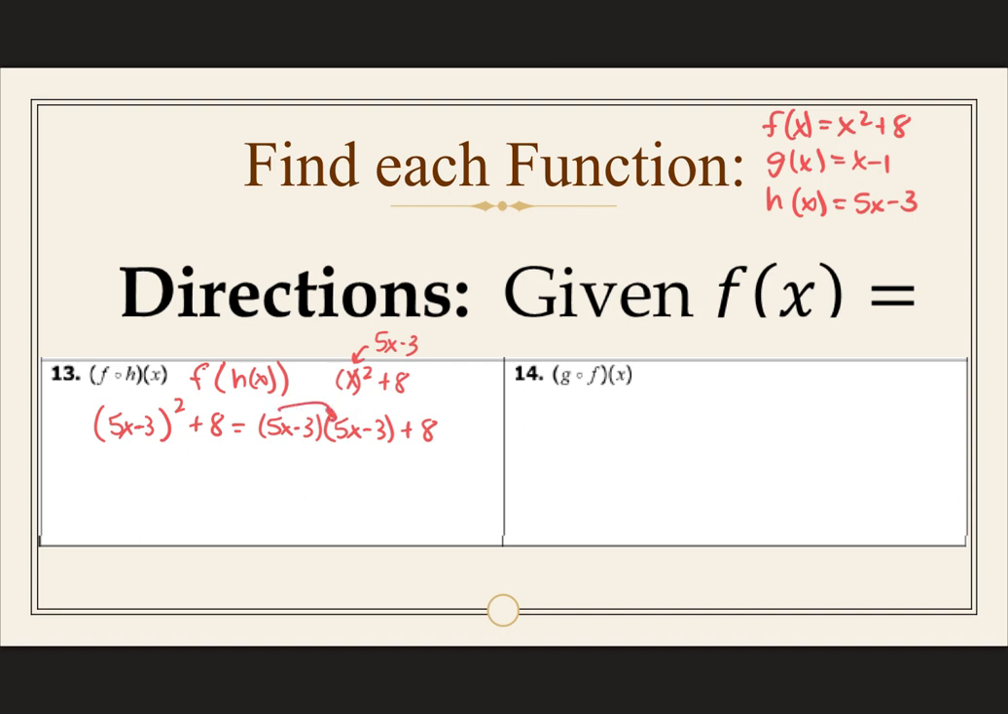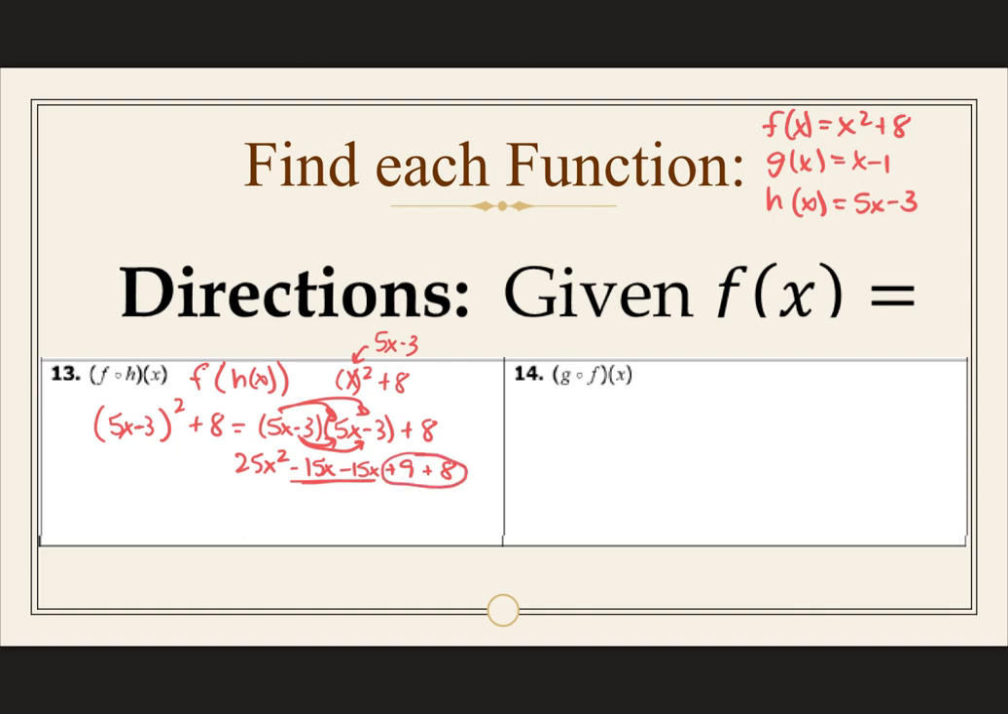5x times 5x is 25x squared. 5x times negative 3 is negative 15x. Then I'm going to start with my negative 3. Negative 3 times 5x is another negative 15x. Negative 3 times negative 3 is plus 9. And then bring down your plus 8. So you're looking for your like terms. So you have like terms here, and you have like terms here.